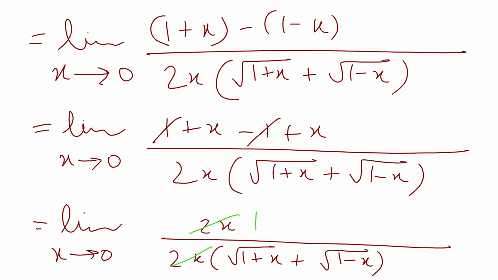So put the value of x as 0 in the denominator now. The entire denominator won't be 0. So what is the final answer if you put the value of x as 0? Please tell me. Are you calculating the final answer? It's 1 upon 2, right?